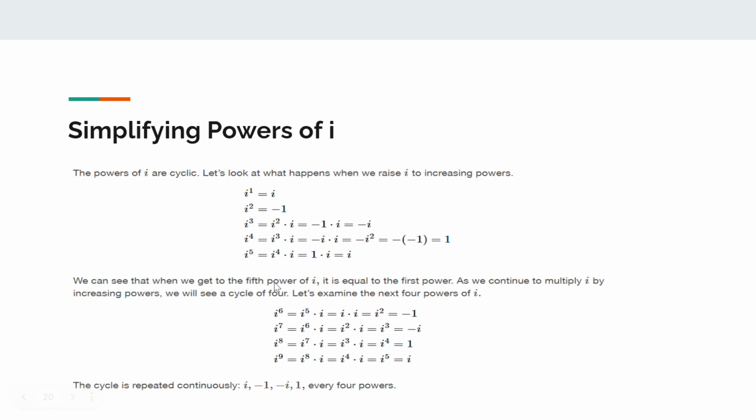So notice that i to the power of 6 is equal to negative 1, right? And i to the power of 7 is equal to negative i, right? And i to the power of 8 is equal to 1. And i to the power of 9 is equal to i again. So yeah, there's a pattern, a cycle of 4. The cycle repeats continuously, like i, negative 1, negative i, 1, every 4 powers. And that's it. So let's do some practice questions.